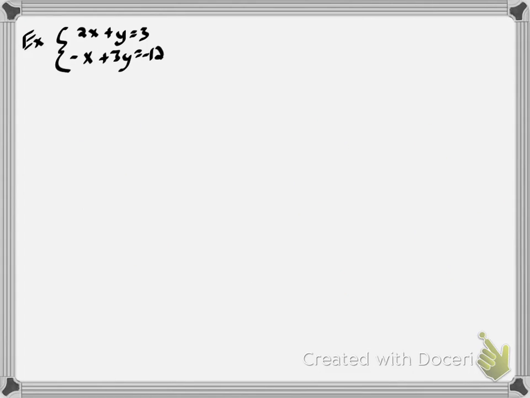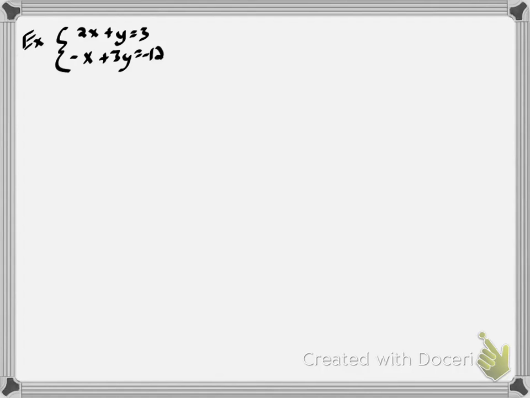So let's go on. Here's a little bit more difficult one. Now look, if I added these two equations, they're both in standard form, so we're good. If I added them, I would get 2x minus plus negative x, which would be 1x. It doesn't disappear. So y plus 3y would be 4y. So now I'm going to subtract it.